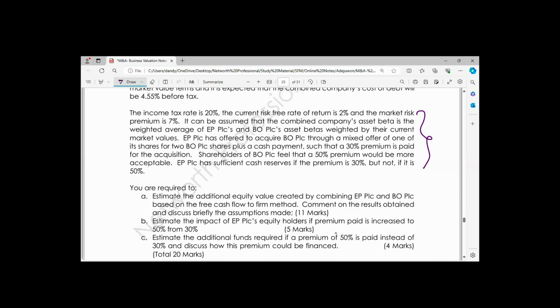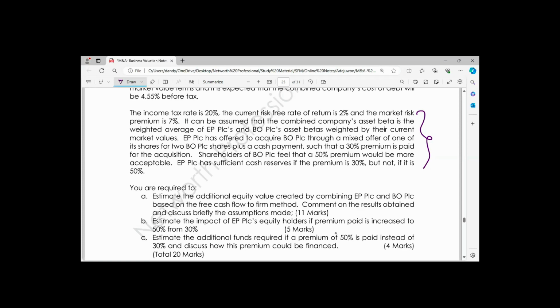meaning that if you go beyond your capacity, the extra you are paying will result in a loss to you because you are going above your capacity. So what that simply means is that the extra 20% that the management of EPPLC will pay as a premium to the shareholders of BO will represent a loss. Therefore, the examiner is now asking you to determine the impacts on the shareholders of EP. In the A part of the question, you have already established the impacts, the premium loss, which is 480 million. That 480 million is the impact on the shareholders.